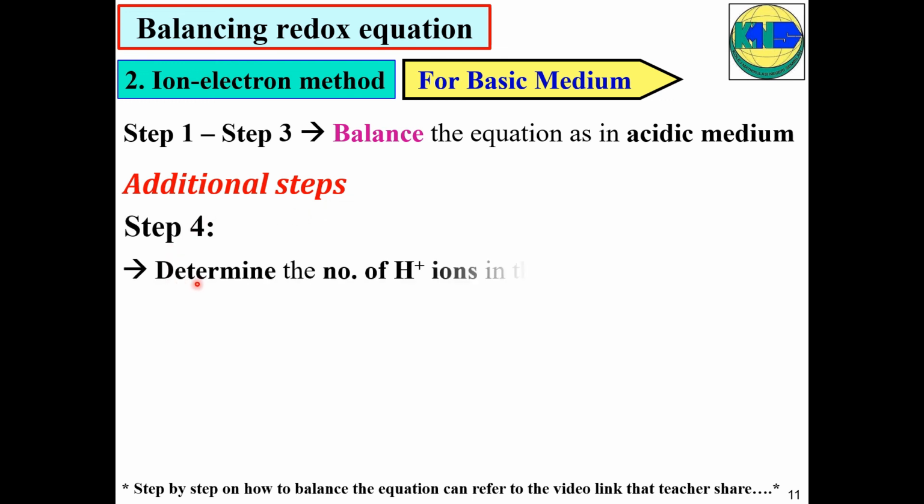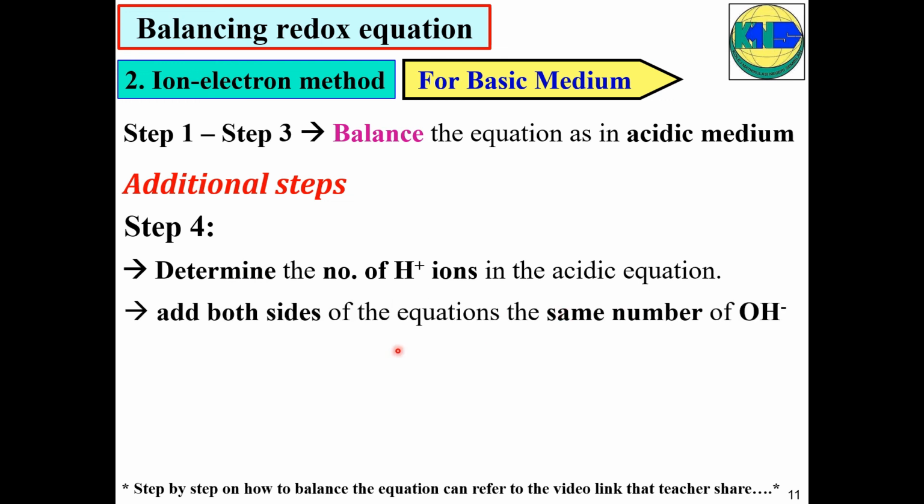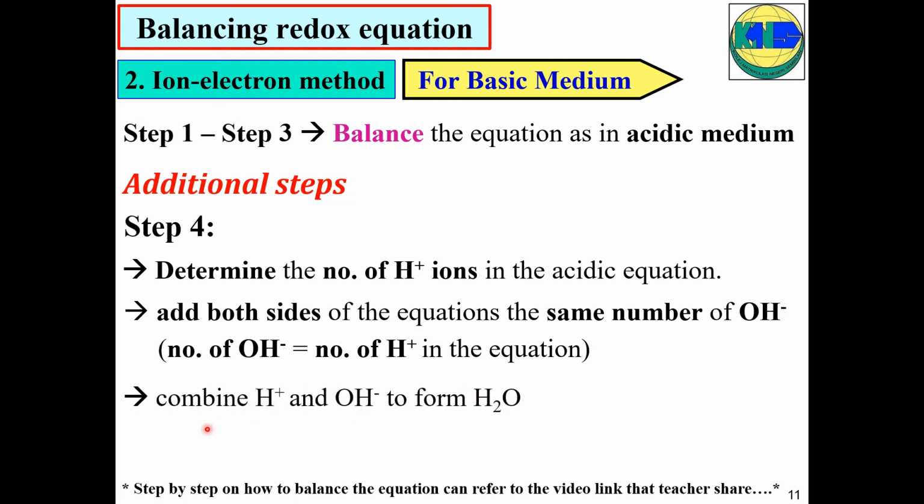Step 4, determine the number of H plus ions in the acidic equation. Add to both sides of the equation the same number of OH minus. The number of OH minus added must be the same as the number of H plus in the equation. So combine H plus and OH minus to form H2O. Cancel any H2O you can.